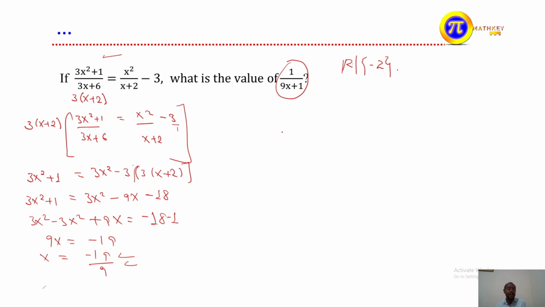After finding the value of x, we can substitute it here. That means 1 over (9x plus 1) is equal to 1 over (9 times -19 over 9 plus 1). We cancel 9 by 9. What remains is -19 plus 1, which is equal to 1 over, -19 plus 1 is what? Negative 18.